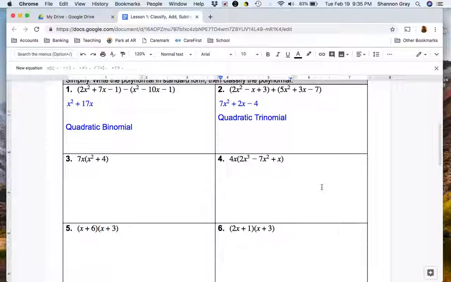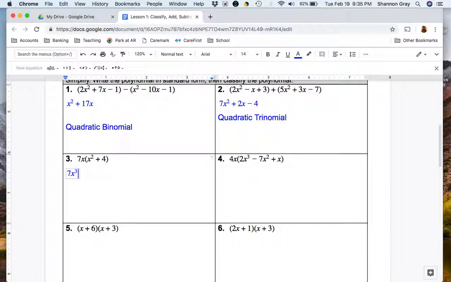So moving on to number 3, we have multiplication. Now this looks pretty similar to things we've seen in the past. We have 7x out front, and we know that if that were just a 7, we would distribute it to x squared and 4. We're going to do the same thing with the 7x. So we're going to multiply 7x times x squared. That gives 7x to the 3rd power using our exponent laws.